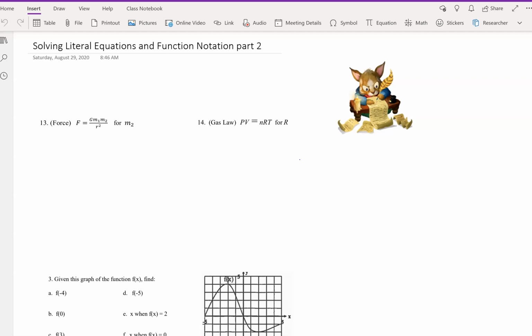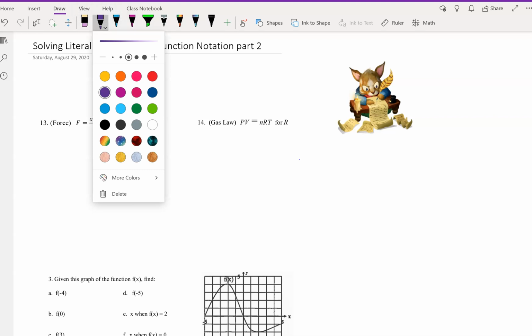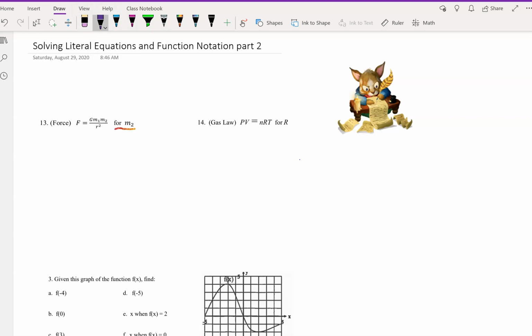Okay, so with solving literal equations, the situation we have right here, you can see that it says 4m sub 2. So that's going to mean that we are going to solve this. We're going to change this equation right here, and we're going to get m sub 2 by itself. So that's the goal. The goal is to get that little piece right there all by itself. And you can see that everything else that is tied with it is tied with either multiplication or, in this case, division with r squared.